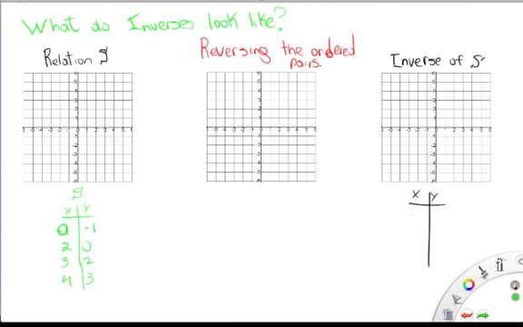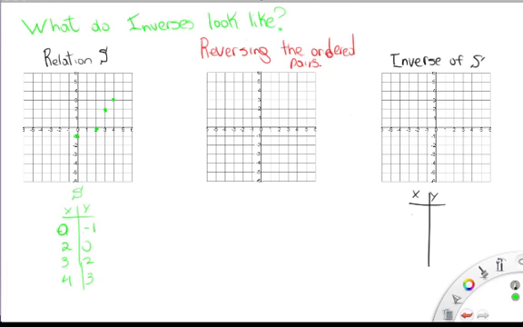Okay, so next we're going to explore what inverses look like when we graph them. I'm going to take the same relation S that I used in the previous example, and we're going to look at what happens when I graph this. So I'm going to take S. All I'm going to do is plot the points. We have (2, 0), (3, 2), and (4, 3). And I'm just going to leave it like that.